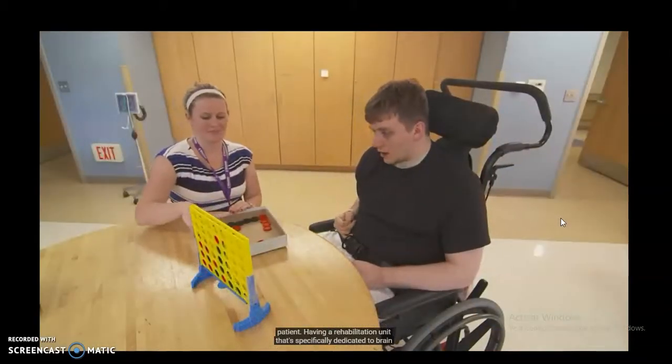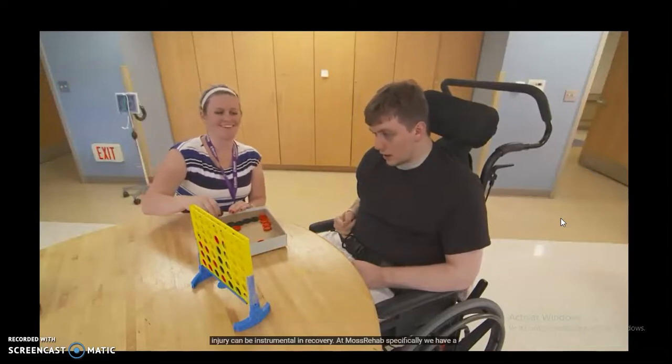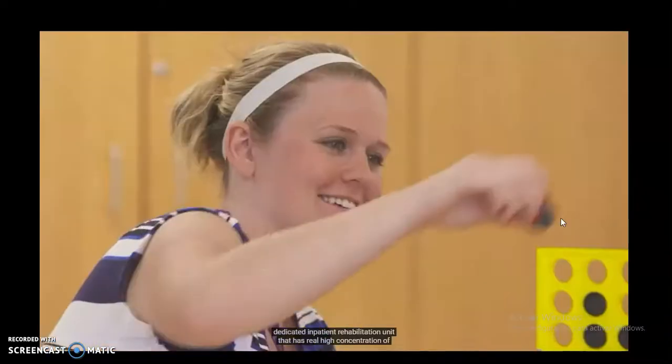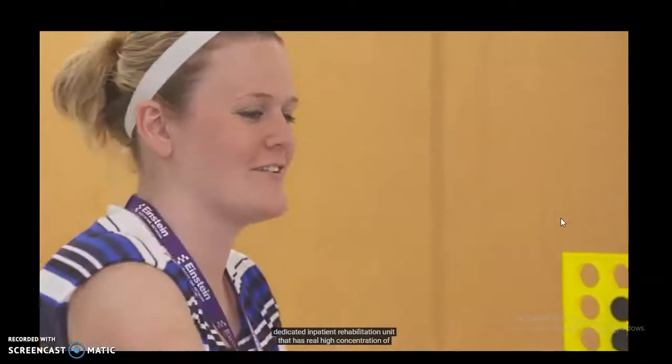As a family member of an individual with brain injury, what you really want to look for is a rehabilitation hospital that has specific expertise in dealing with traumatic brain injury. There are very unique considerations to the brain injury patient as compared with your standard inpatient rehabilitation patient. And having a rehabilitation unit that's specifically dedicated to brain injury can be instrumental in recovery. At Moss specifically, we have a dedicated inpatient rehabilitation unit that has a real high concentration of expertise.